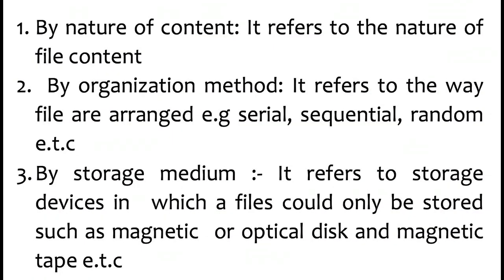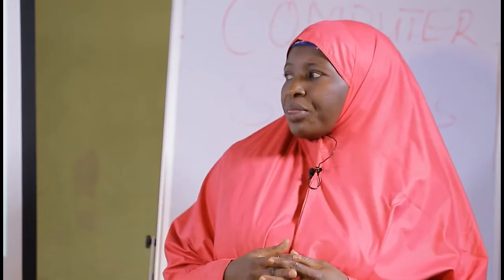The next, we have by organization method. It refers to the way files are arranged, e.g. either serially, sequential, or random. That is how our file is being organized. It can be either in serial method, sequential, or random.